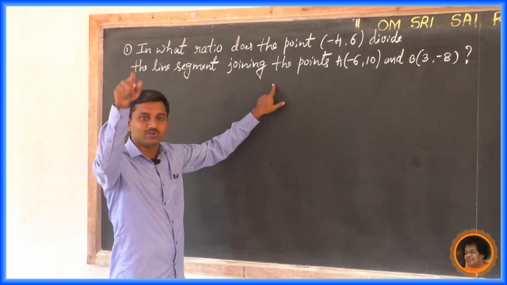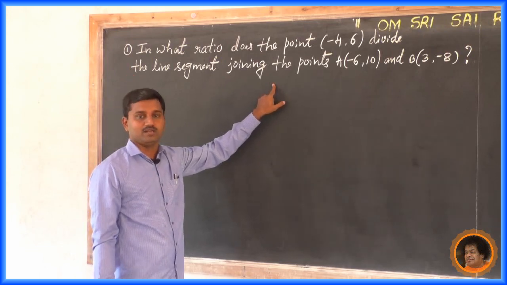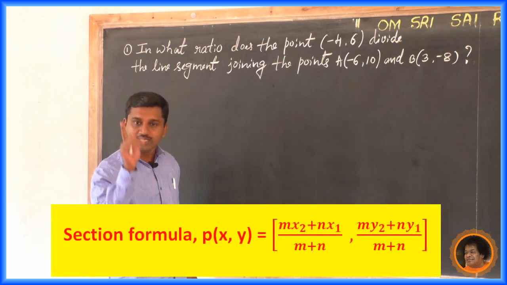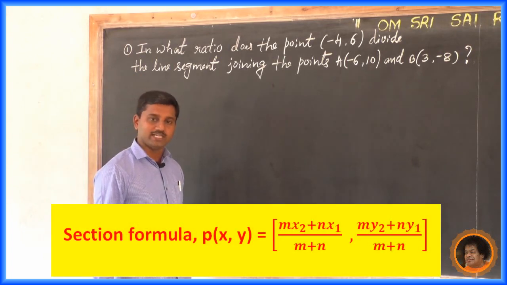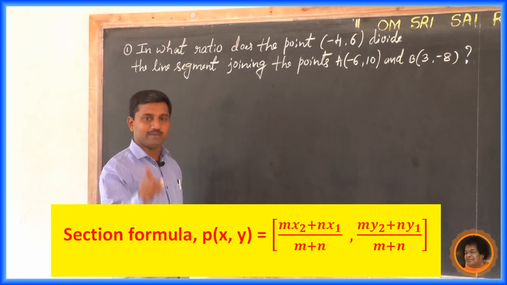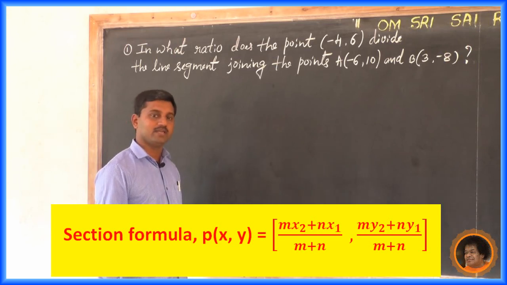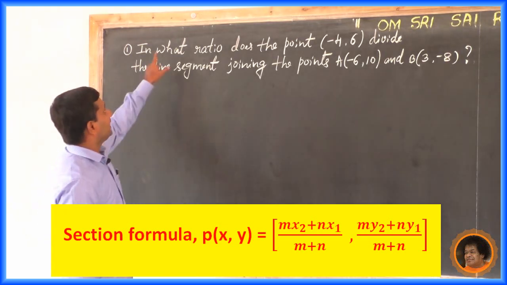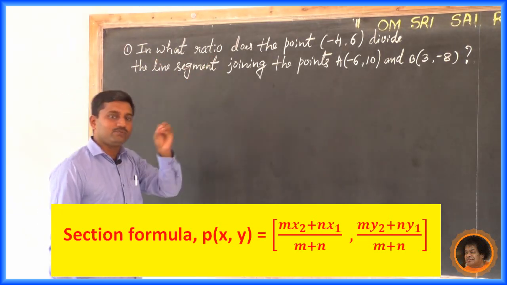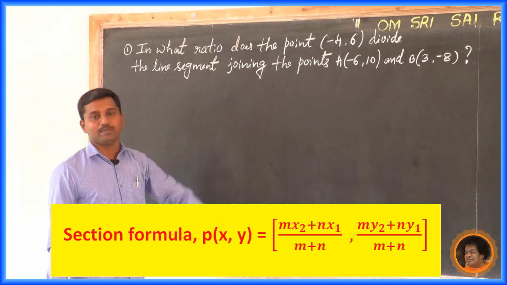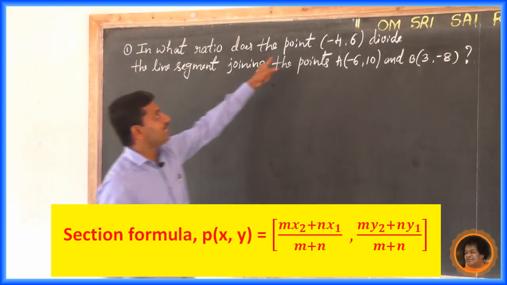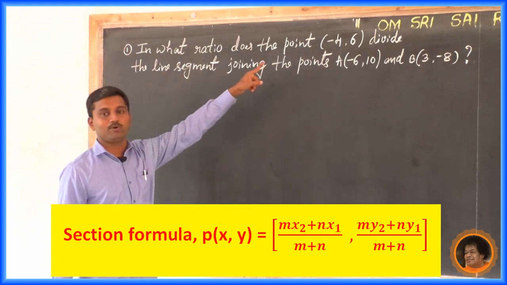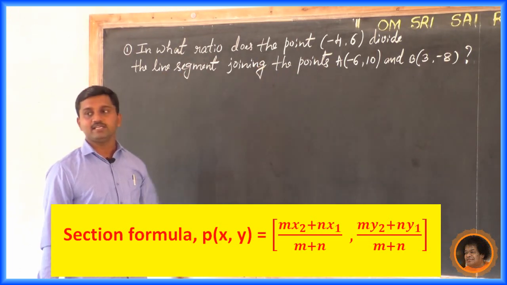So that formula is known as the section formula. So what is the section formula? P of x comma y equals (mx2 plus nx1) divided by (m plus n), comma (my2 plus ny1) divided by (m plus n). So that formula is known as the section formula. So here, in what ratio? We have to find the ratio, or the m:n value. So the point (-4, 6) divides the line segment joining the points (-6, 10) and (3, -8).